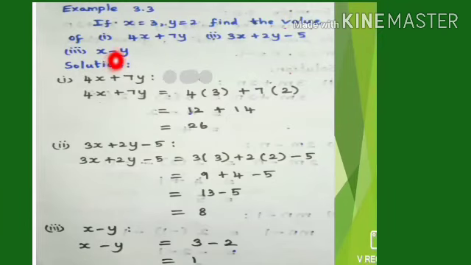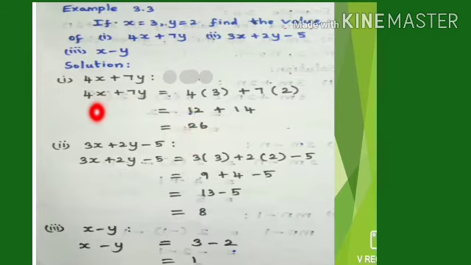Example 3.3. If x is equal to 3, y is equal to 2, find the value of 4x plus 7y, 3x plus 2y minus 5 and x minus y. Here, follow the steps to obtain the value. Step 1. Study the problem. Fix the variable and write the algebraic expression. Replace each variable by the given numerical value to obtain an arithmetical expression.